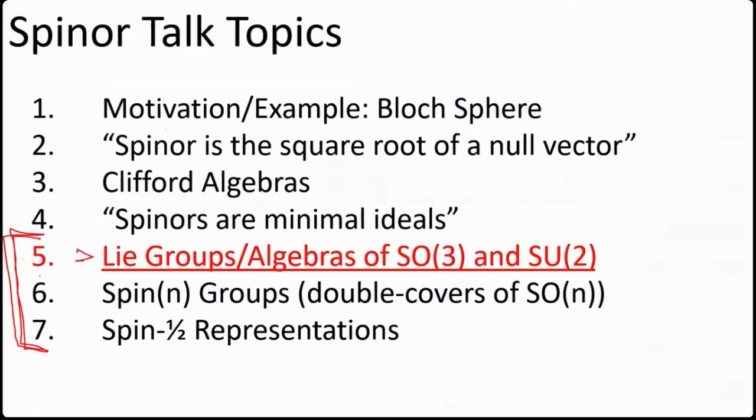So I think I'm going to talk about Lie groups and Lie algebras next. That's something that came up in the book. Do people feel like they understand Lie groups and Lie algebras, or are they still kind of fuzzy on them?